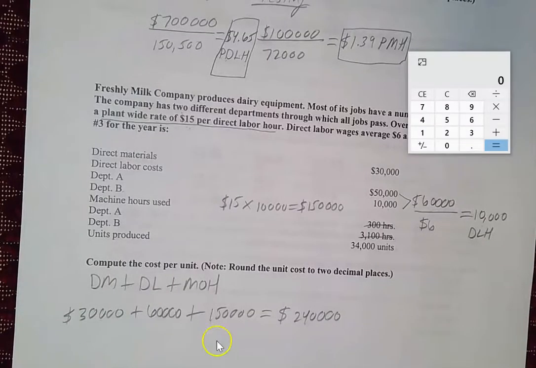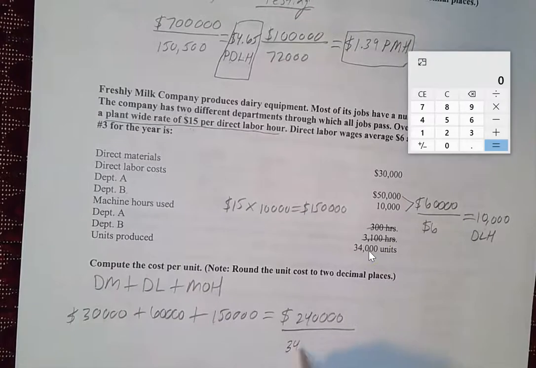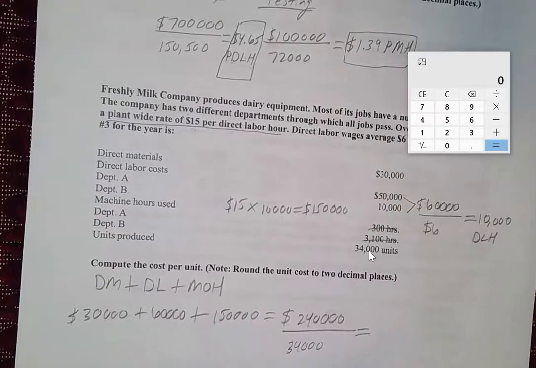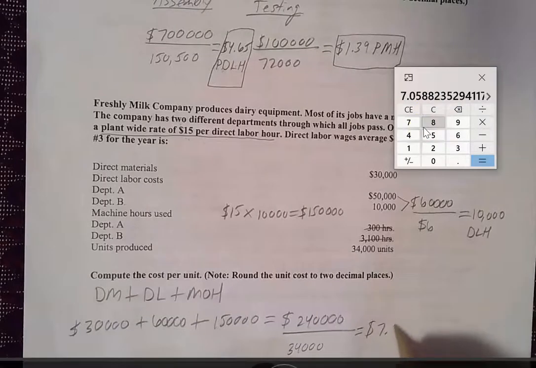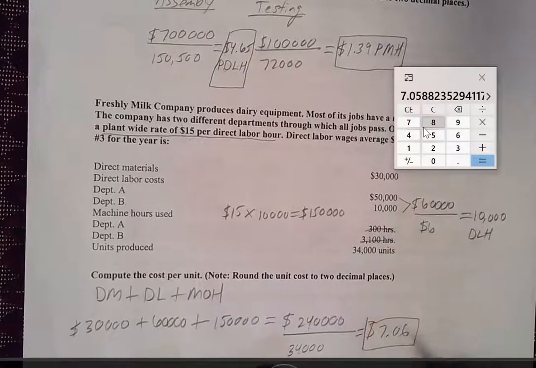And so we're going to take our 240,000 and we're going to divide it by the number of units produced. So 240,000, that's our total product cost, divided by 34,000 units produced gives us, rounded, and there you see it, $7.06. So let's just go ahead and put that right there. And that is all we have to do.